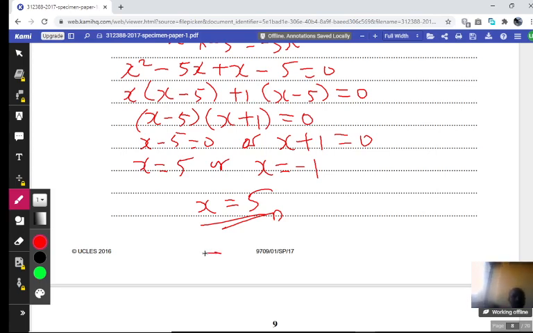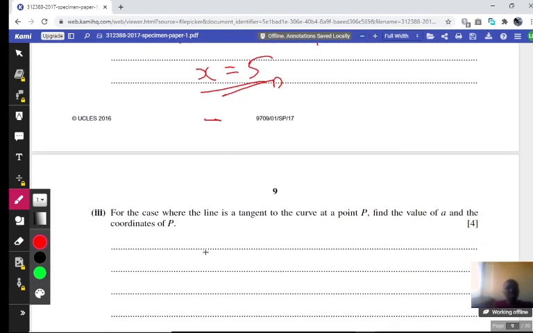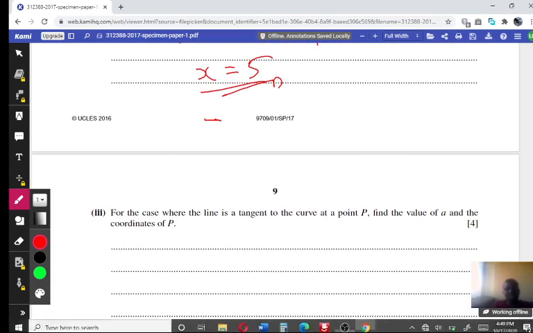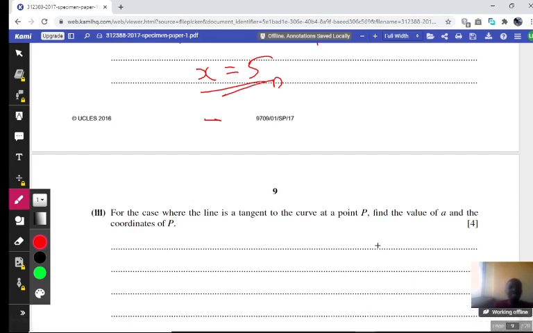Right, then next, let's move down. As for the case where the line is a tangent to the curve at a point P, find the value of a and the coordinates of P. So now, given that this line is a tangent to the curve, we want to find the coordinates of the point P and the value of a. So that's what we want to do for us to be able to solve this one.